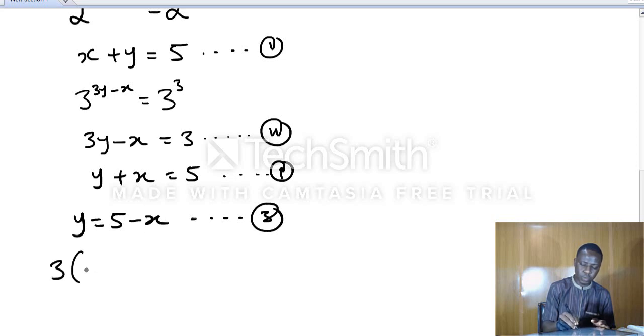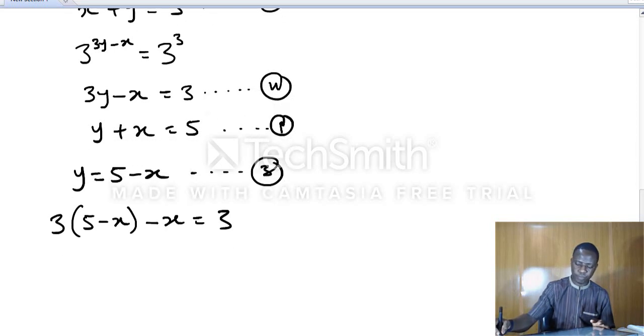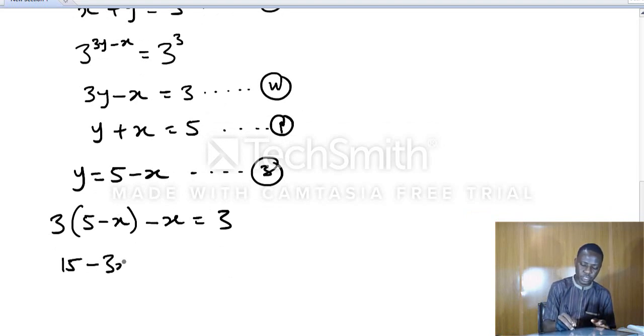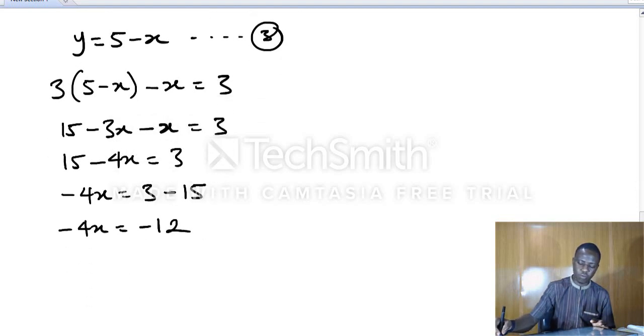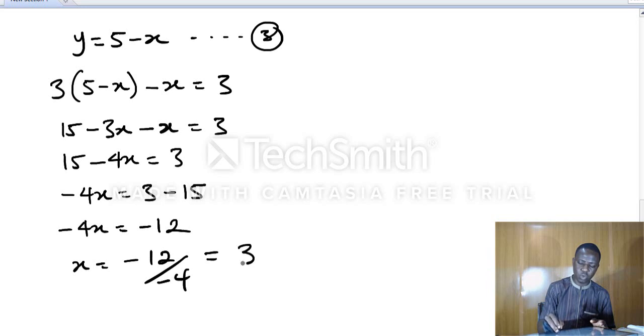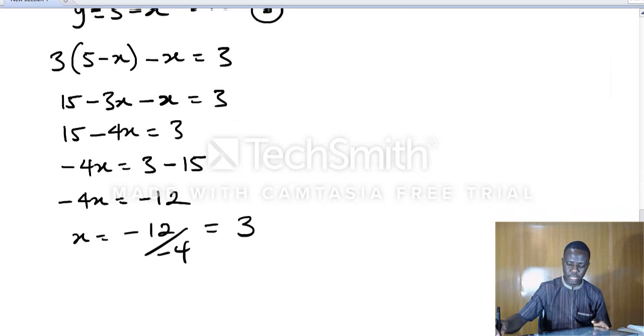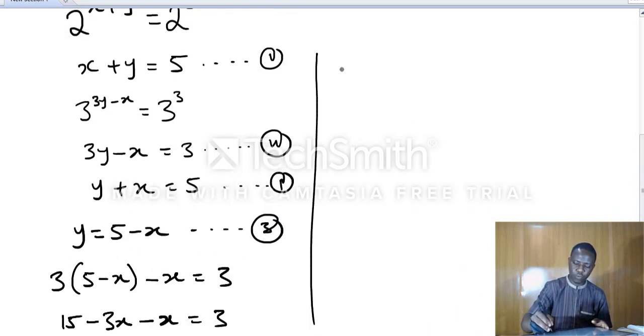You now substitute y, 5 minus x for y in equation 2. So this becomes 3 into brackets 5 minus x is equal to 3. This becomes 15 minus 3x minus x is equal to 3. Collect like terms by moving 15 to the other side of the equation. This becomes minus 4x is equal to 3 minus 15, minus 4x is equal to minus 12, and x will be equal to minus 12 divided by minus 4, which is equal to 3.